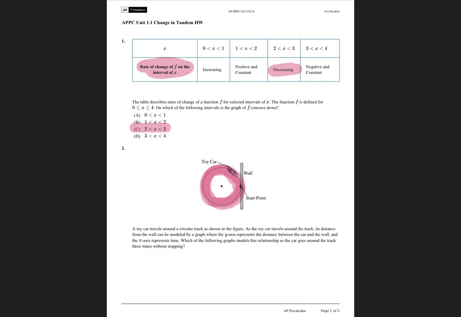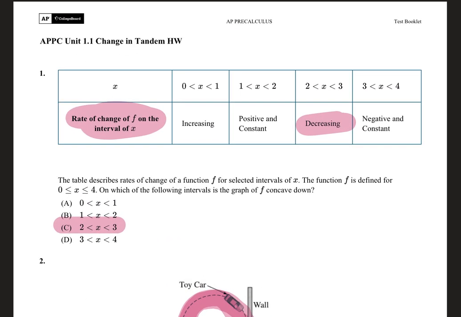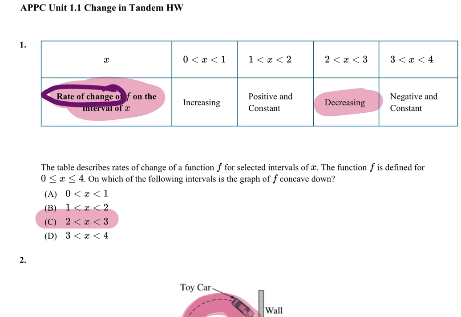All right, now let's talk about our AP classroom questions. So number one just said, which of these would be concave down? We were looking for where this, in my actual box, said rate of change. So it's not talking about the graph, it's talking about the rate of change. We're looking for the rate of change is decreasing, which would be C.